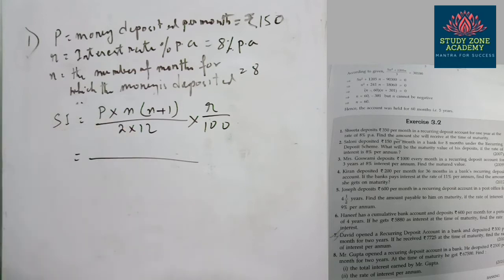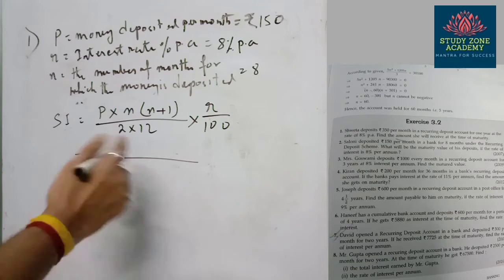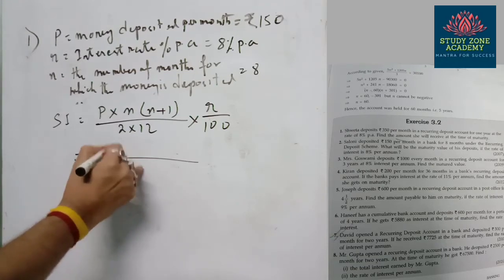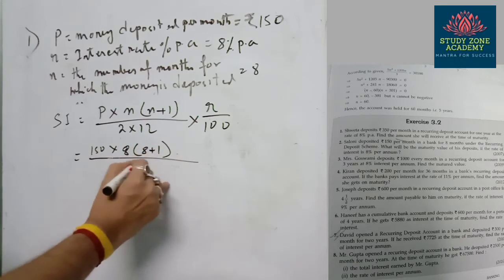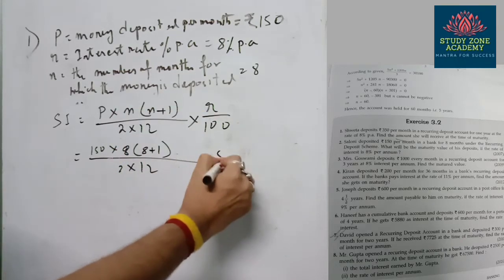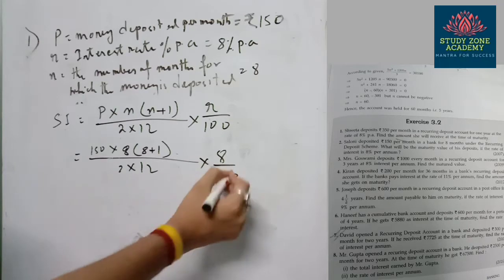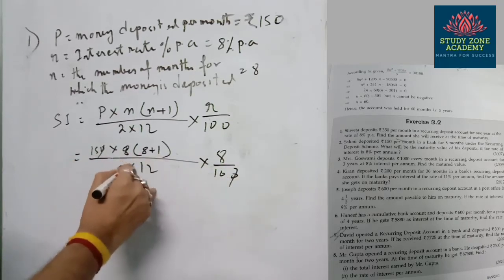P into (n plus 1) divided by 2 into 12 into r by 100. In this case, P is 150, n is 8, so it is going to be 8 plus 1, 2 into 12, r is also 8. Fine, that's lovely. Let me cancel zeros. Okay, fine.